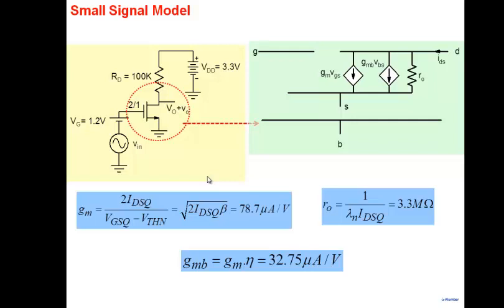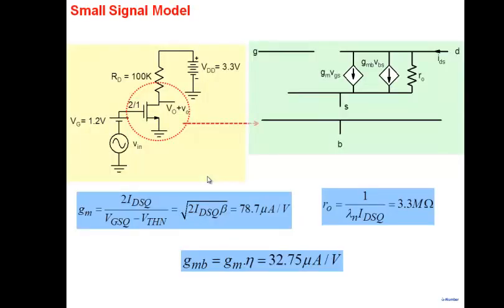Anyway, we don't really need GMB because the body in this case is also connected to ground, so VBS is 0. It's not really required, but nevertheless, these values have been given to you just so that you know what the typical magnitudes are. R0 is in mega ohms, GM is 60, 70 microamperes per volt, and GMB is maybe a factor of 2 or 3 smaller.